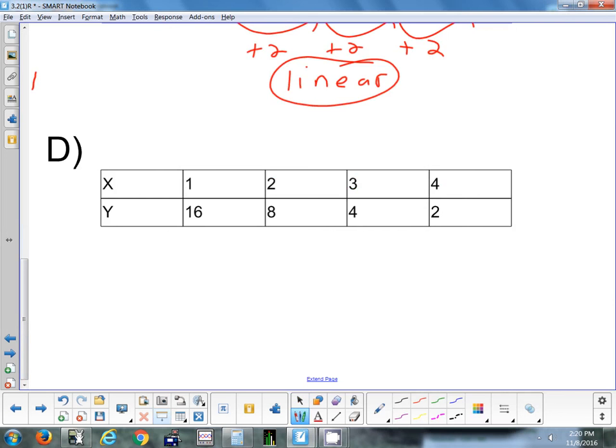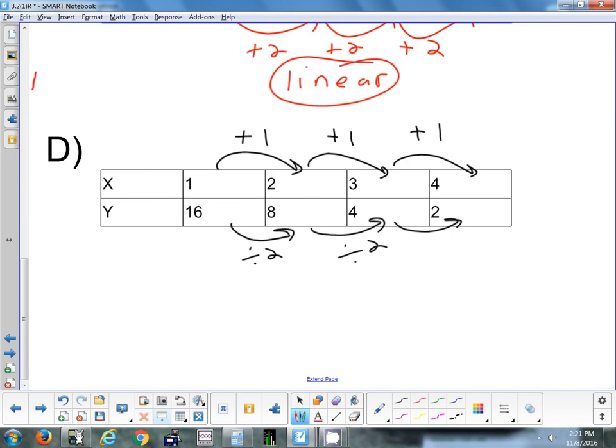Do we have a pattern in the x's? Yeah, I'm adding 1 each time. Now my next question, no explanation yet. All I want is a yes or a no. Is there a pattern in the y's? Yes, there is. It's a divide by 2. So we're dividing by 2. Now, is that linear? No. This is non-linear.